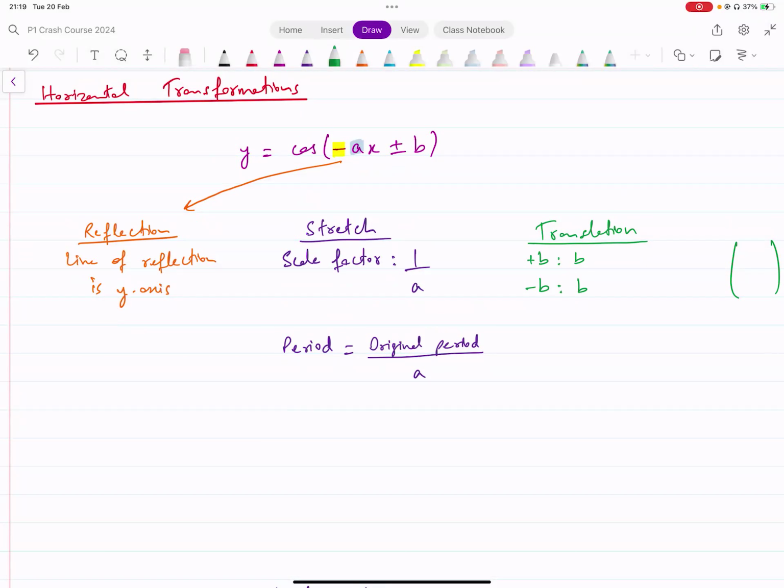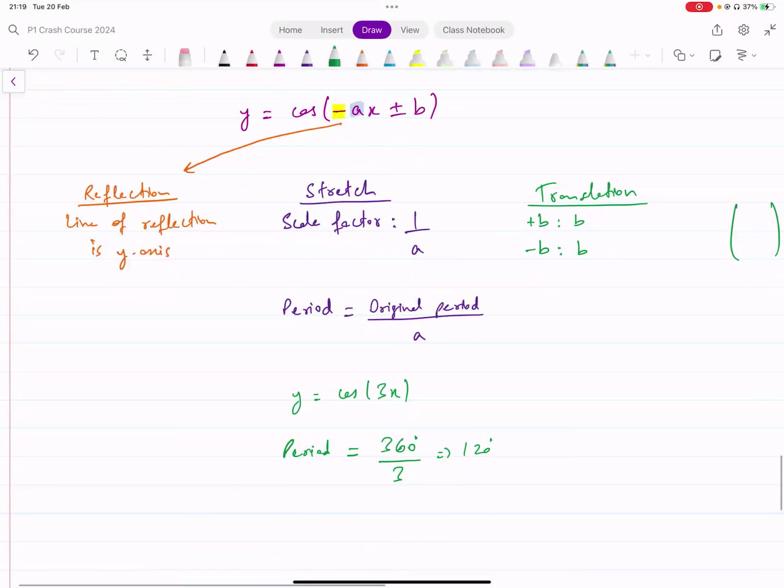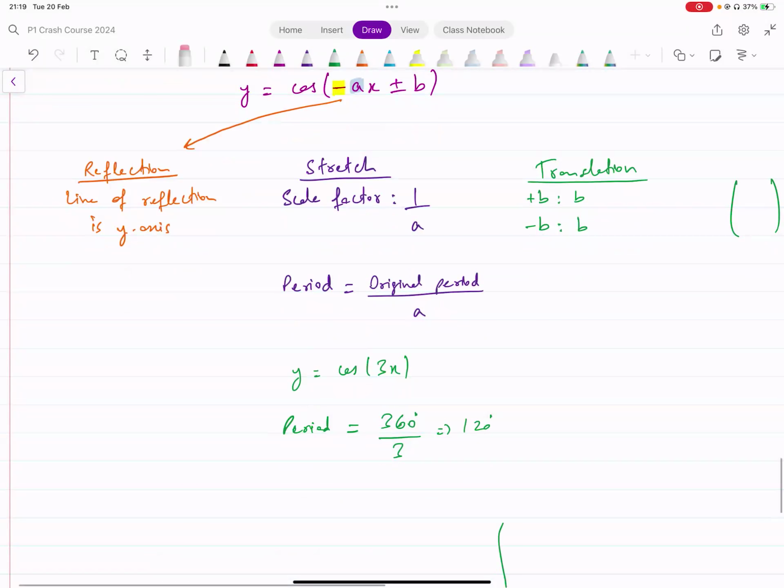For instance, if we had y equals cos of 3x, what would the period of this graph be? The original period of the cos function is 360 degrees. Since we have 3 here, the new period is going to become 360 over 3, and that's 120 degrees. So now the graph will complete one full cycle in 120 degrees.